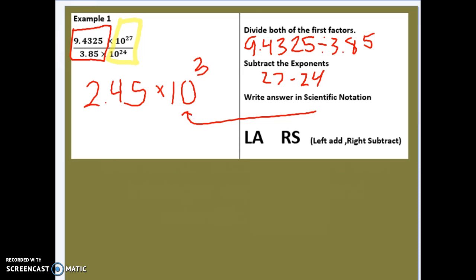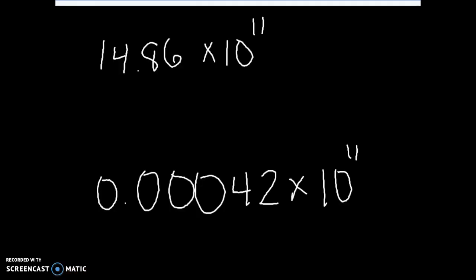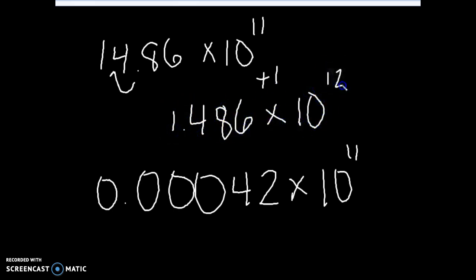Whenever we divide with scientific notation, we always need to keep in mind LARS. So we're going to do left you add, right you subtract. So on this next one, if this is what I'm given, 14.86 times 10 to the 11th, I know this is not scientific notation. I would have to move my decimal one spot to the left, and because I moved it one spot to the left, I would have to add 1 to my exponent. So I would have an answer of 1.486 times 10 to the 12th power.